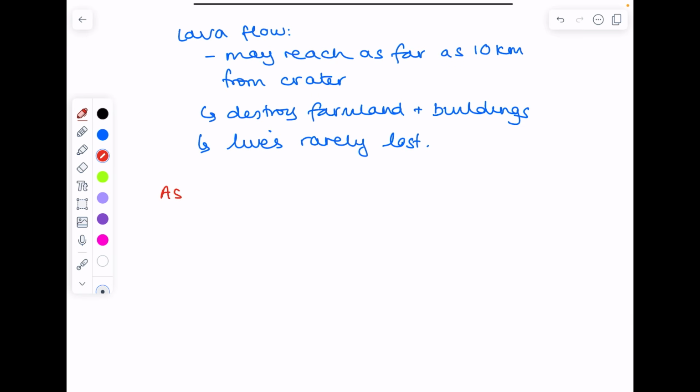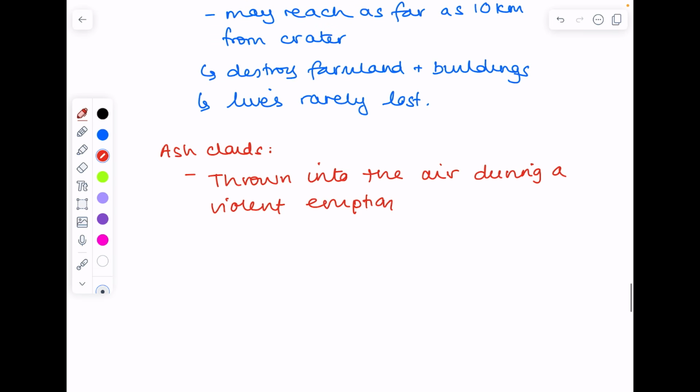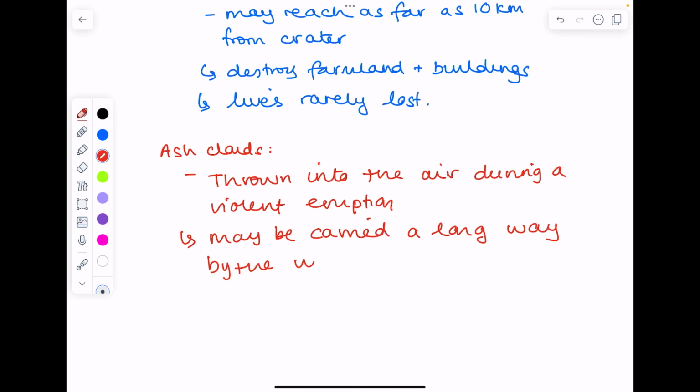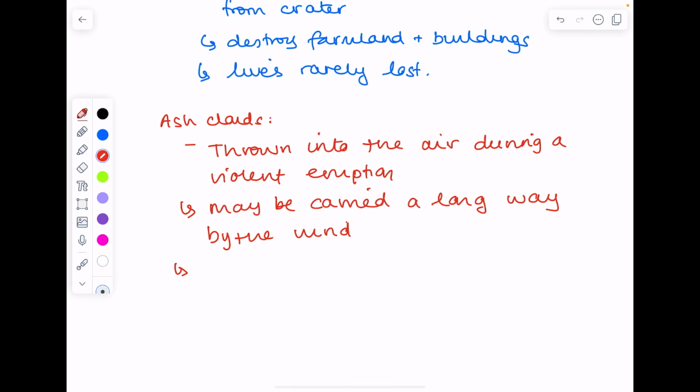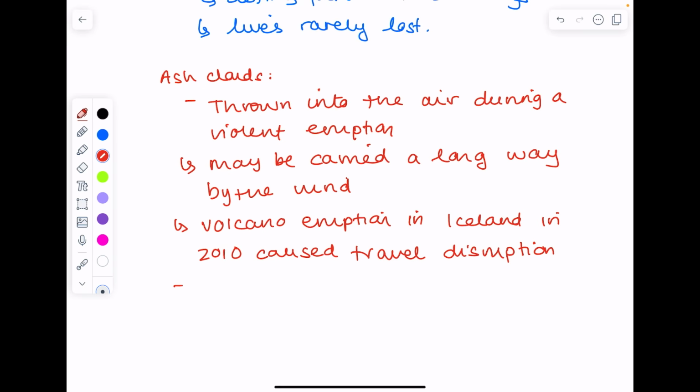Now ash clouds. These are thrown into the air during a violent eruption. They may be carried long distances by wind and cause adverse effects in other countries. A good example of this is the volcano eruption in Iceland in 2010, which caused mass travel disruption to many countries hundreds of kilometers away. Ash may bury buildings and crops and cause suffocation or asphyxiation of animals and humans.